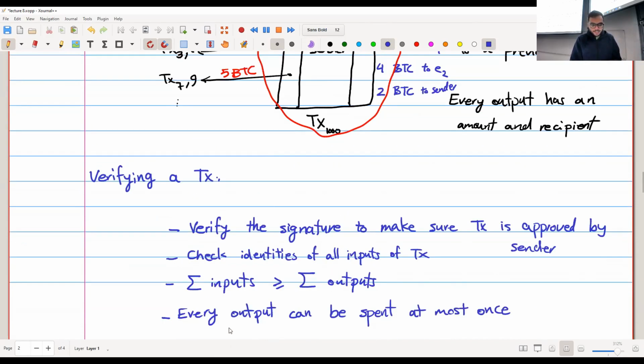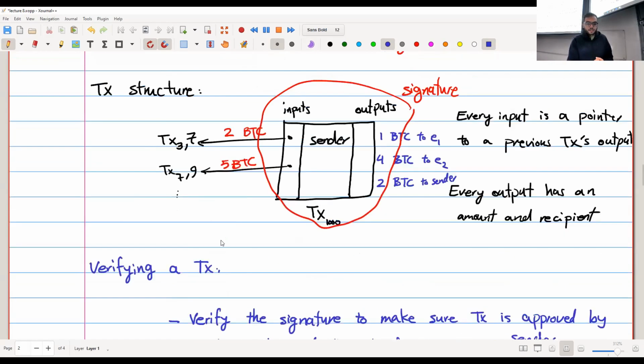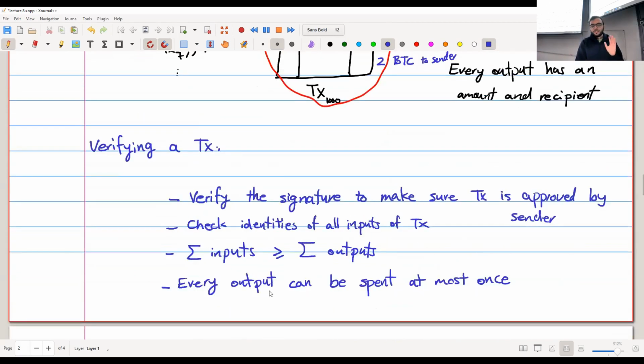But the problem with this last one is that it's a much harder thing to do. I have to basically go over all the transactions that I have in my system, right? Not just the transactions that were referenced here. And I have to see if there is any transaction that has previously used one of these same inputs that I'm using here. Because I have to make sure that every output can be spent at most once. So for this last check, I have to actually have a list of all the transactions.